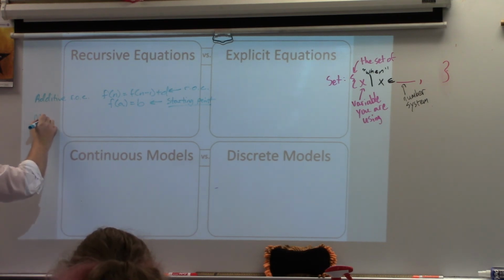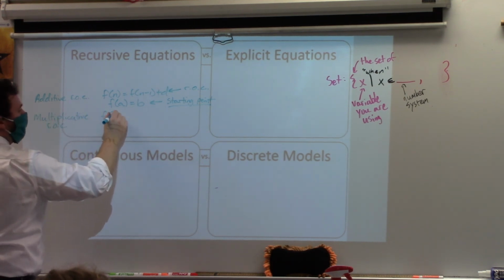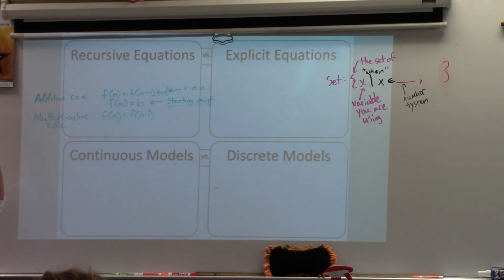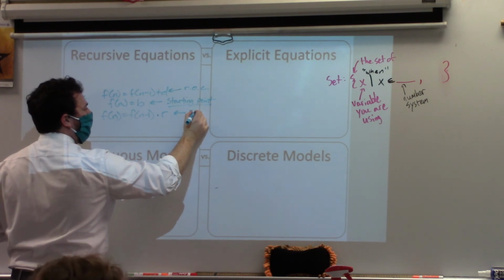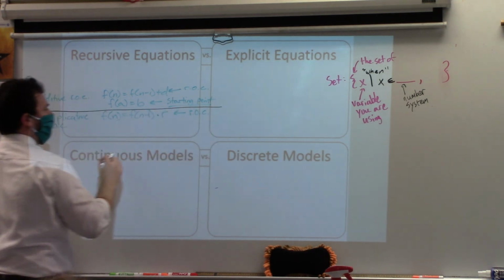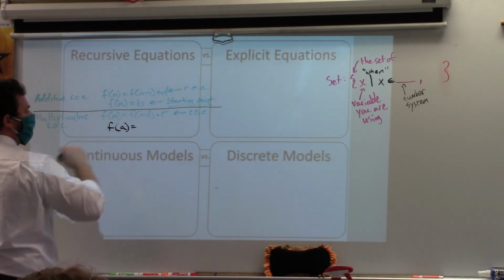What would it look like if it is a multiplicative rate of change? If it's multiplicative, f of n equals f of n minus 1 times r, the common ratio. So we're defining the rate of change here. F of n equals f of n minus 1 times r. There's my rate of change. What do I still need though for this multiplicative rate of change? Starting point.